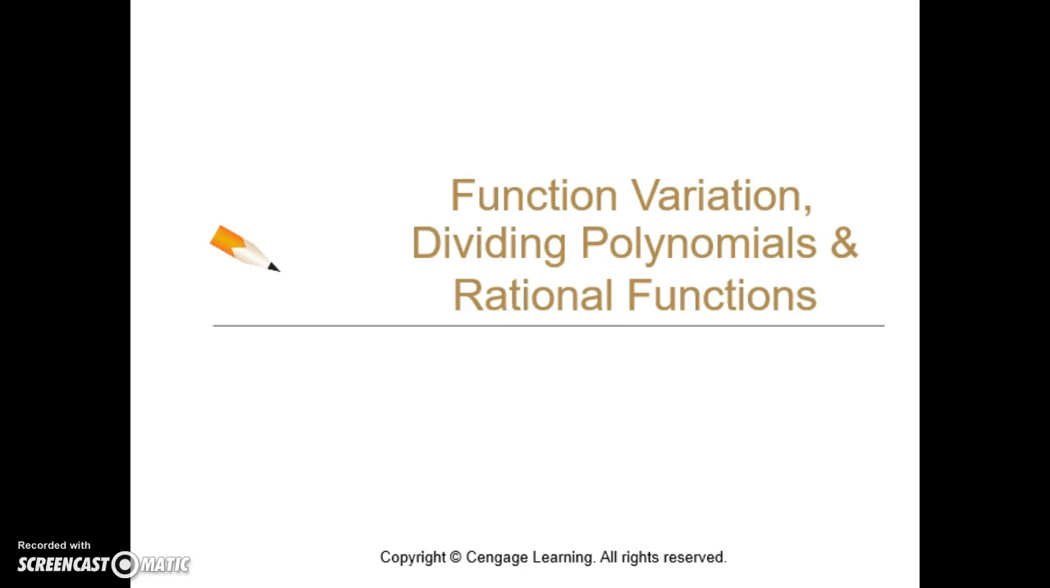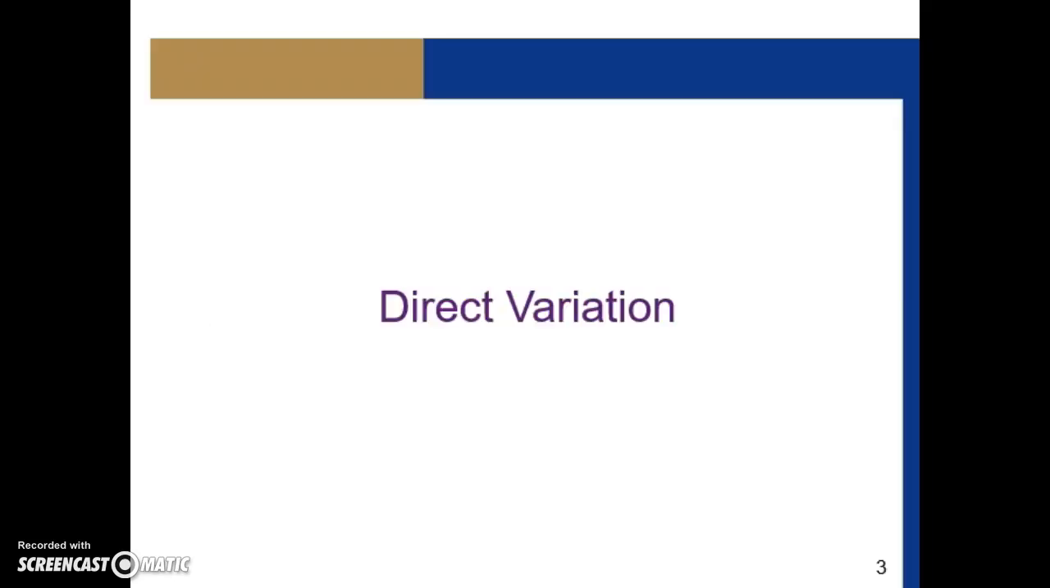We've already looked at domains and ranges of rational functions, but I want to take a quick look at those again and use polynomial long division to help us figure out how to graph them and how they're behaving. So first of all, let's talk about variation. Functions can vary directly. One variable can vary directly with another, can vary inversely, or can vary jointly.